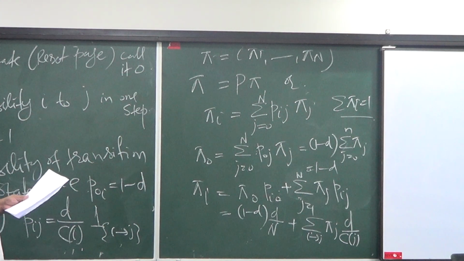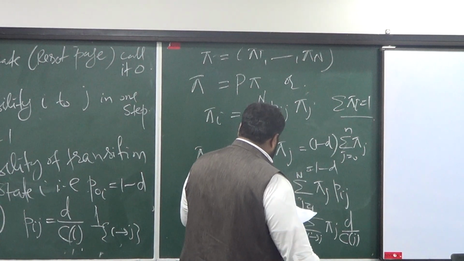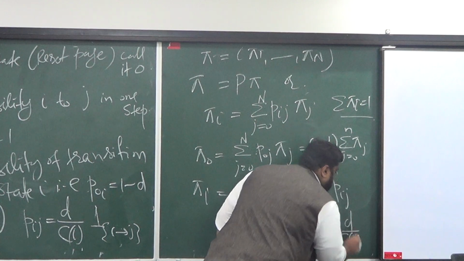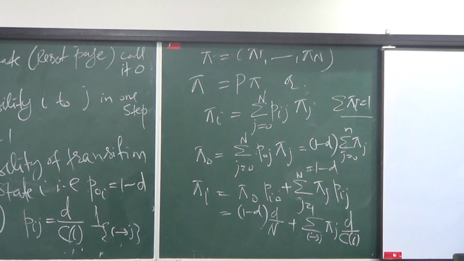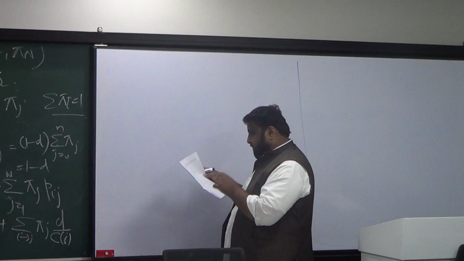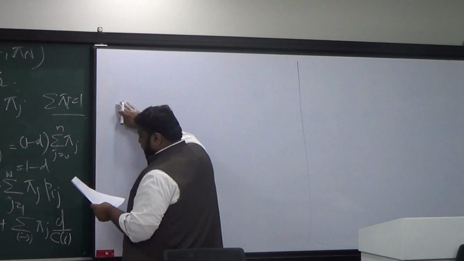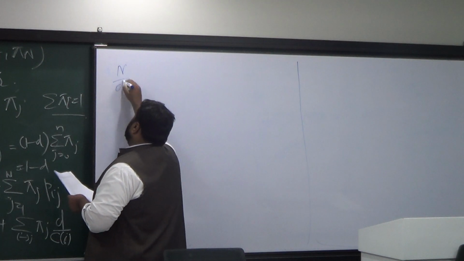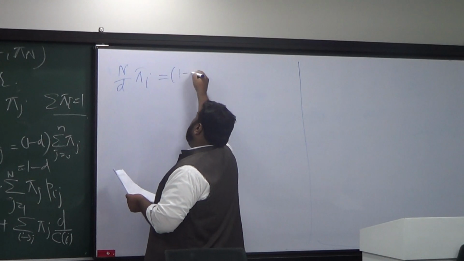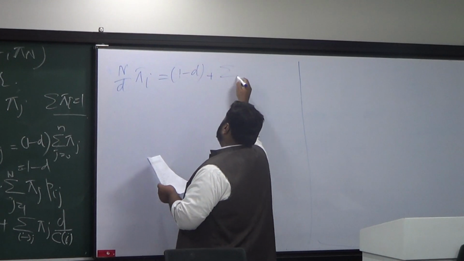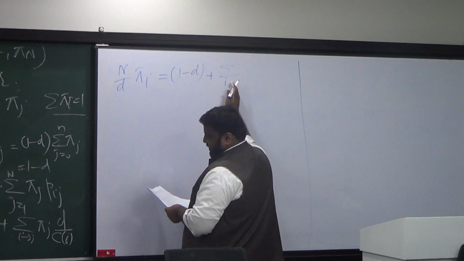the indicator will become the value, you have c of i. Let's finish it right here. So what should I do? Let's multiply both sides by the number n over d. When you multiply both sides by n over d, you're going to get n over d pi i equal to 1 minus d plus the sum over those i's or those j's.